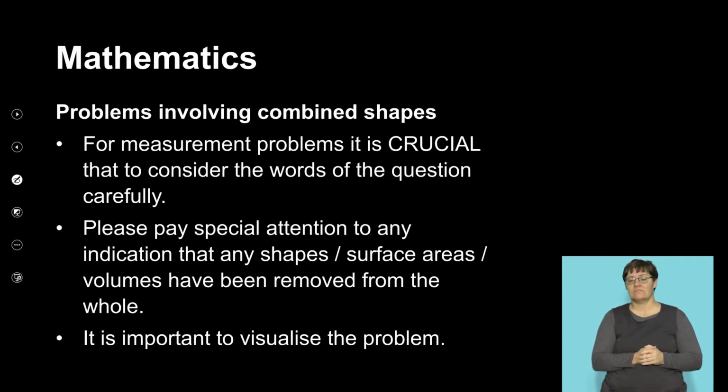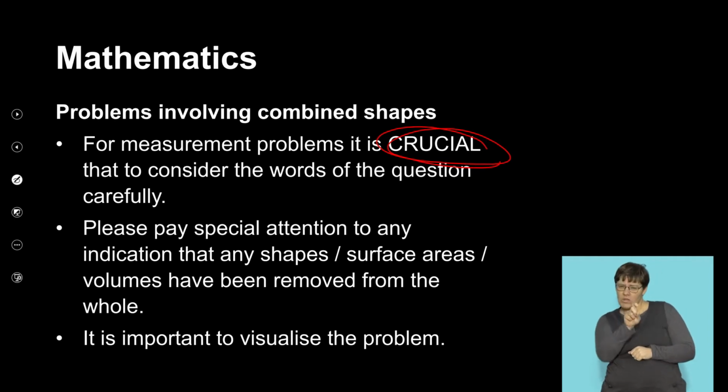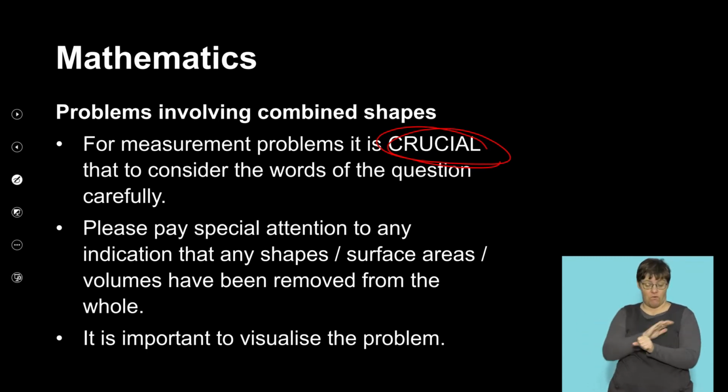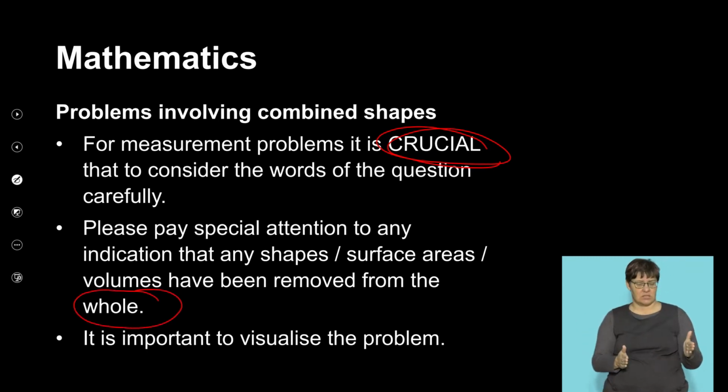Cool, just some advice for problems involving combined shapes. For measurement problems, it is crucial to consider the words of the question carefully, because often hidden clues how to solve my problem are involved in how my question is phrased. Also, please pay special attention to any indication that any shapes, surface areas, or volumes have been removed from the whole. So for instance, if you have a box, but I've told you that I've taken the top of the box off, that would have an impact on the surface area. So please just be aware of what's included and what is not included.